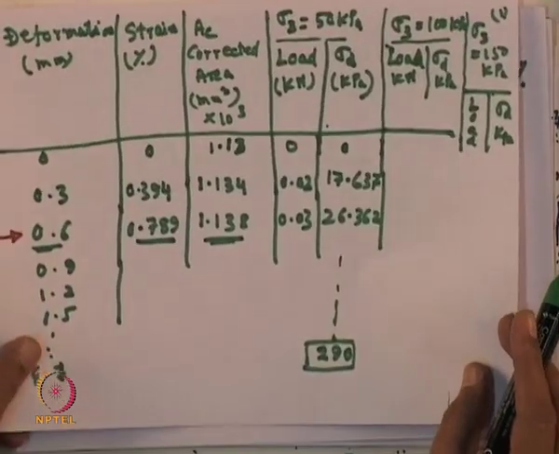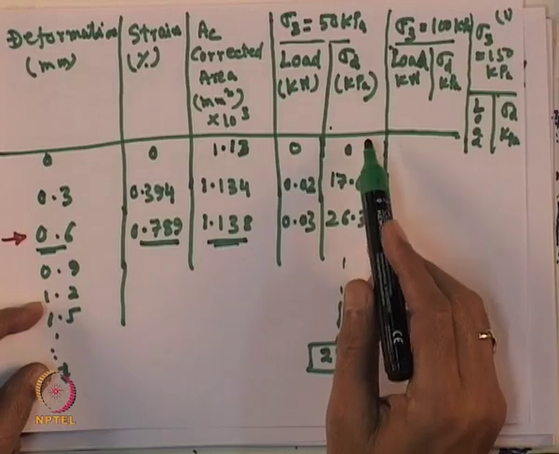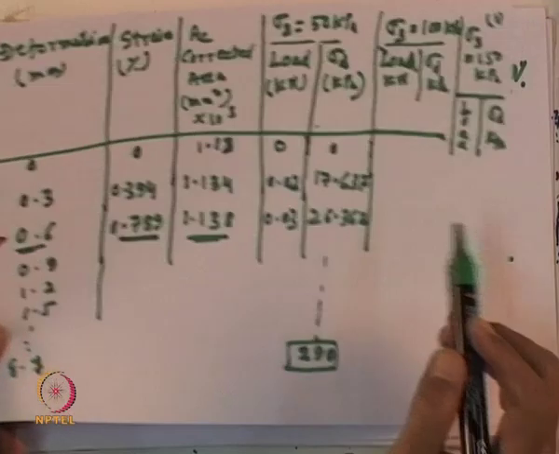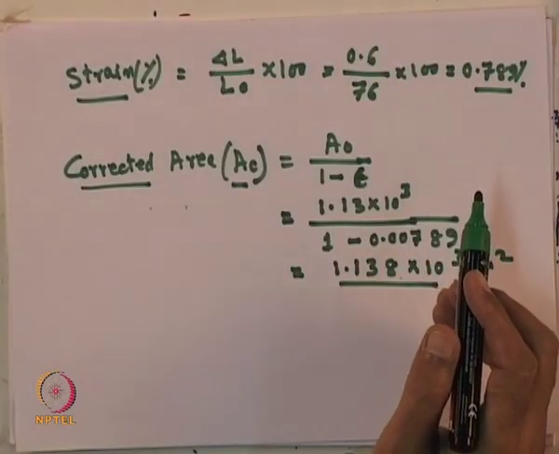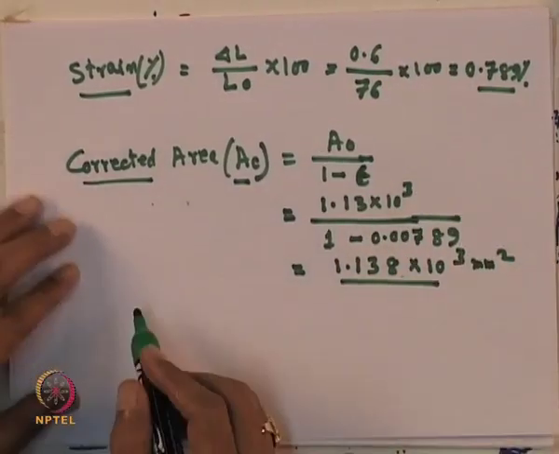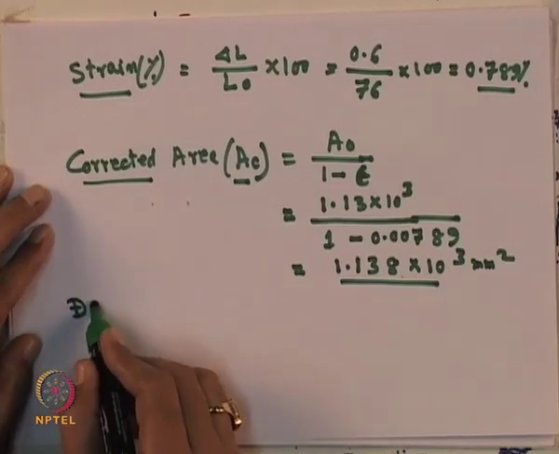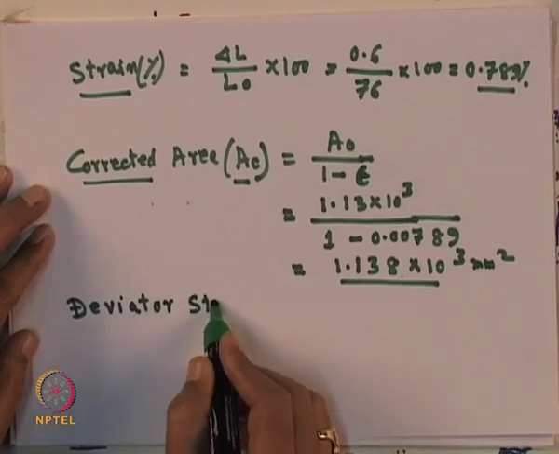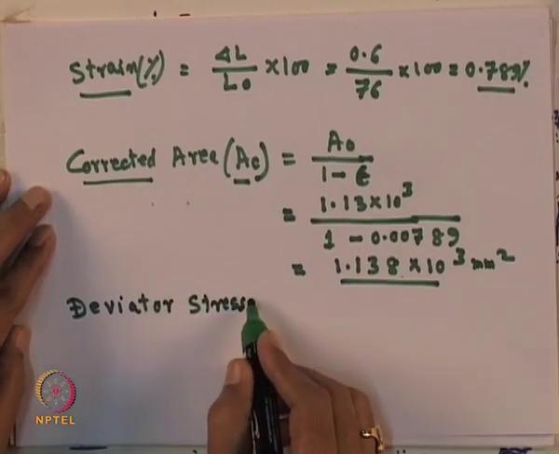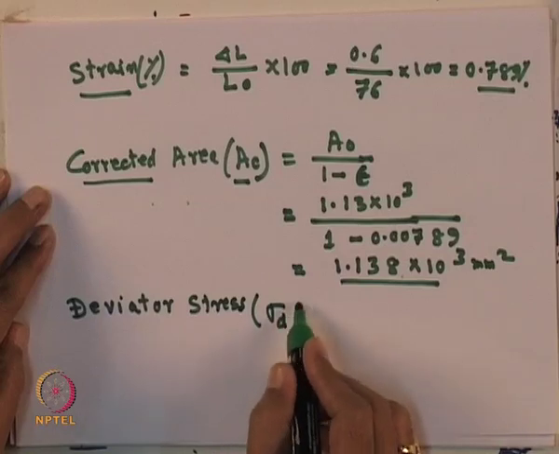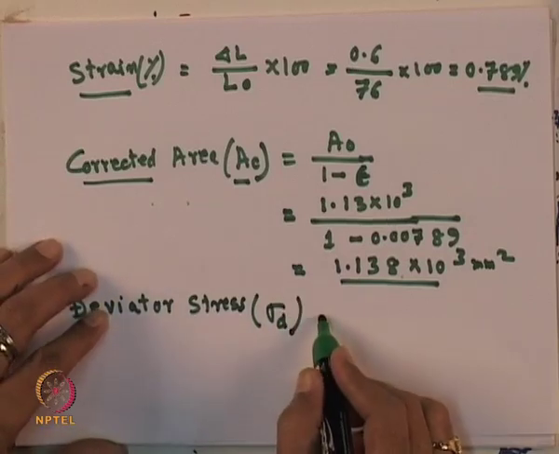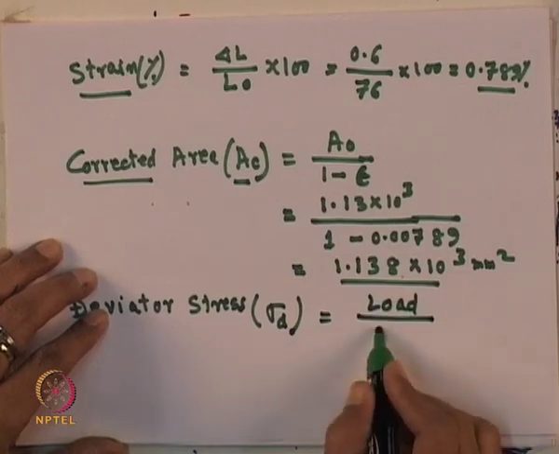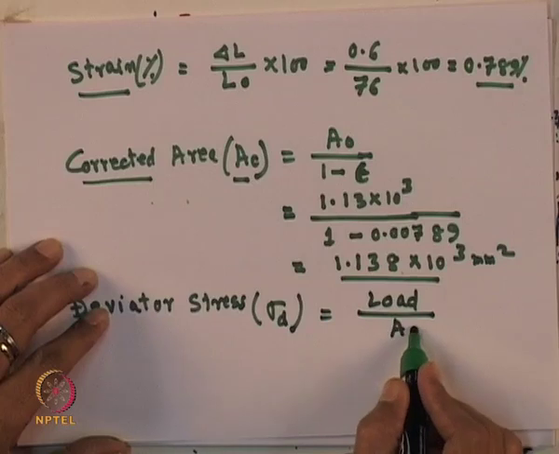Next, I will show you how to calculate the deviator stress. The deviator stress is designated as sigma of D. This deviator stress is equal to load divided by AC, that is the corrected area.